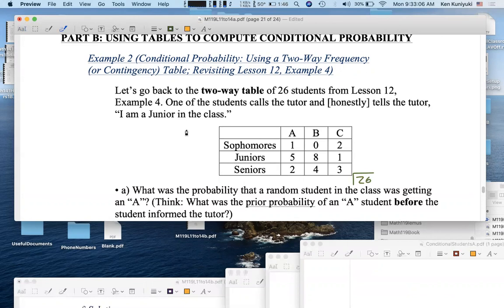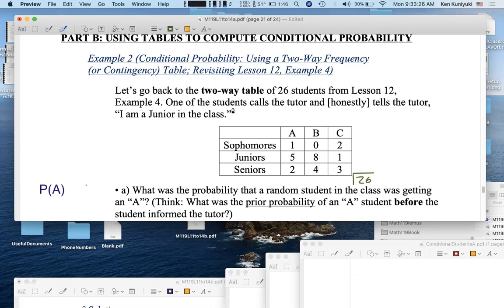Now, first off, let's ask, what is the probability that a random student in the class is getting an A? That is, what is the prior probability of a student getting an A before the student says anything to the tutor?